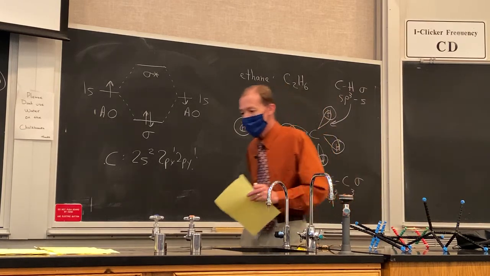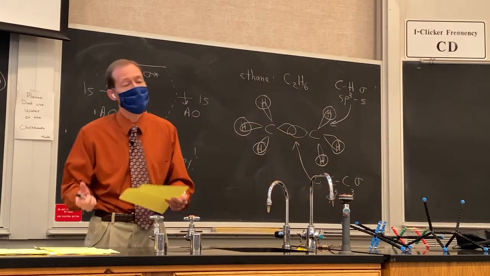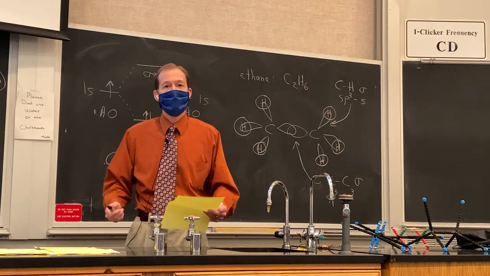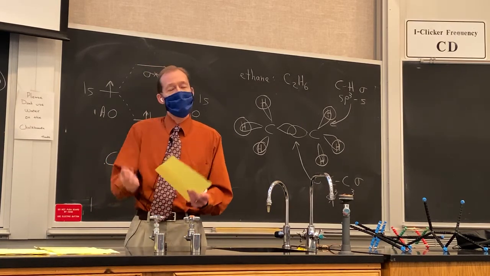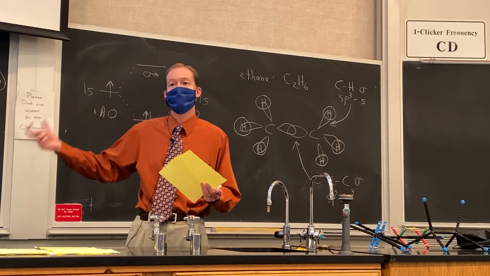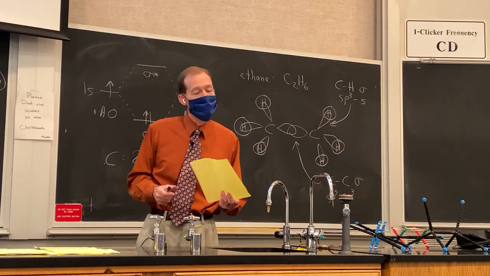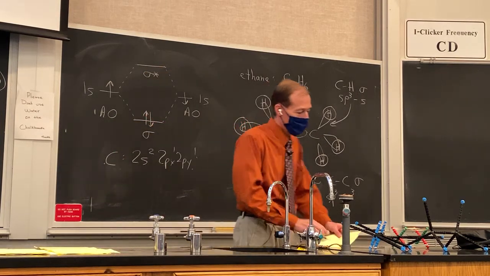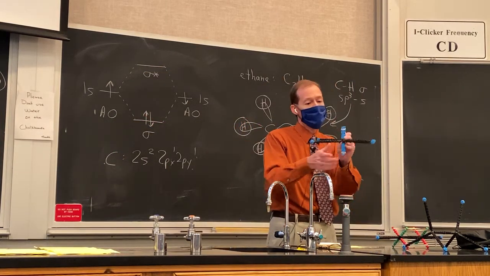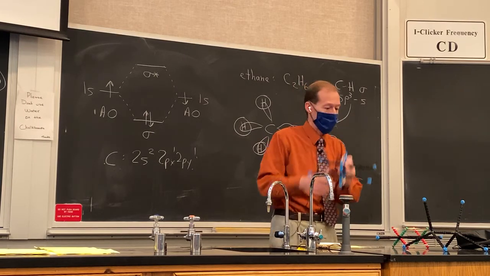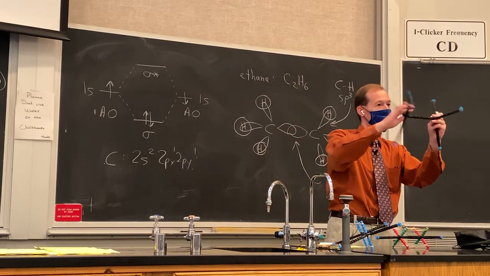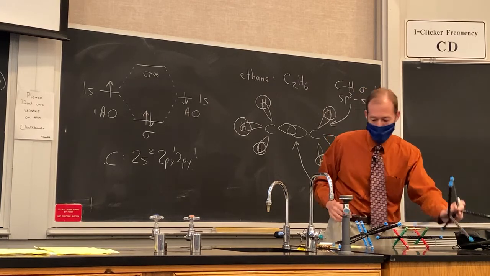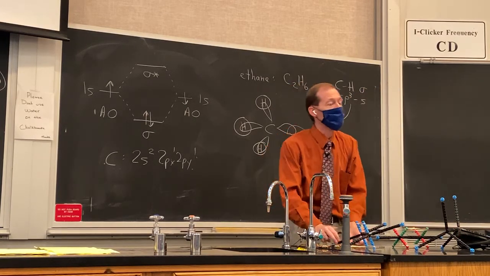Okay? Now that pi bond is strong enough that there's not enough energy available for us to heat up an ethylene molecule and cause that pi bond to break. Okay? So not only is ethylene a planar molecule, but you cannot rotate about the carbon-carbon bond of ethylene, unlike the free rotation that we have about the carbon-carbon bond of ethane. Okay? And that's a consequence of forming the pi bond.